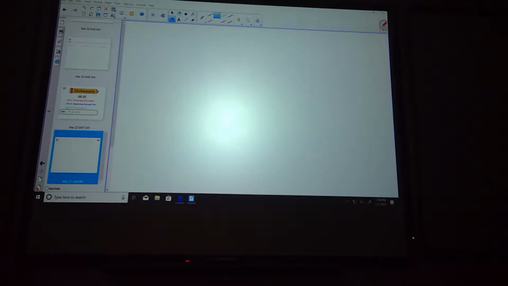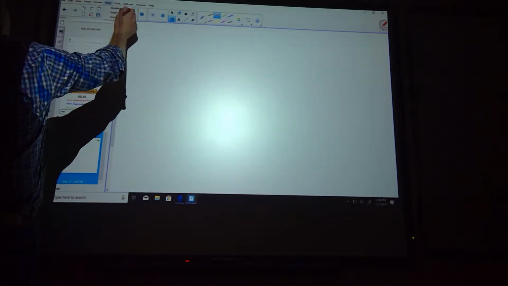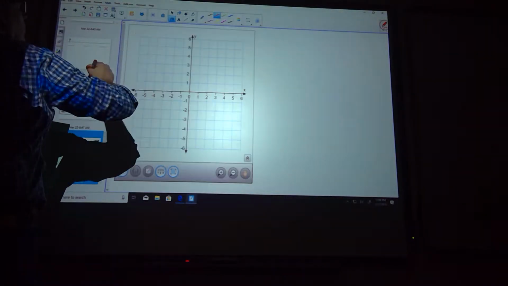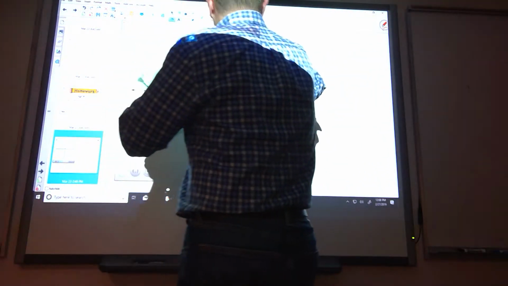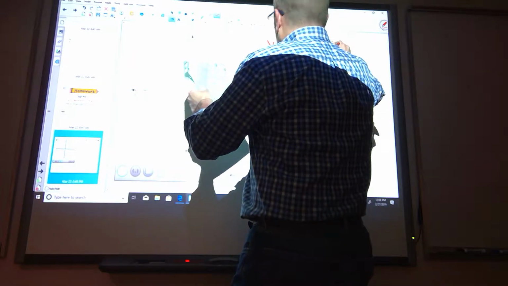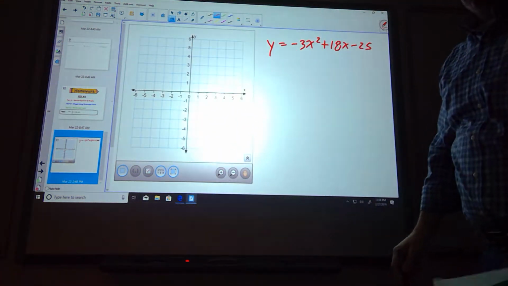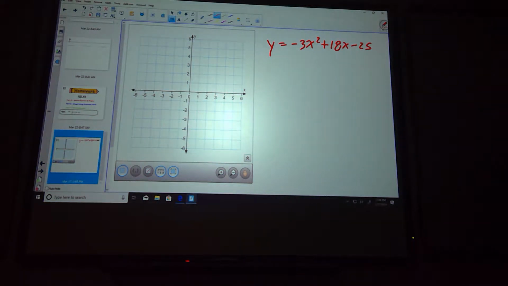The one that's negative 3x squared? Yeah. You got it. All right, so let's go here. Let's go math, graph, Cartesian. So we're going to graph y equals negative 3x squared plus 18x minus 25. Okay, so we want the pattern graphing to work.